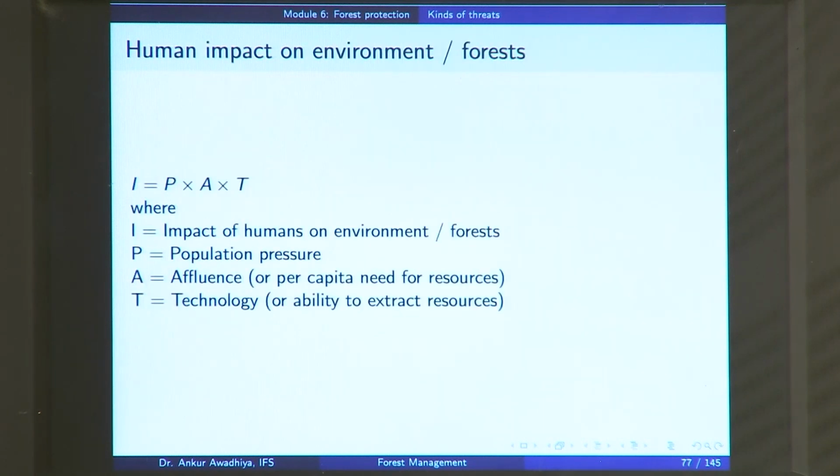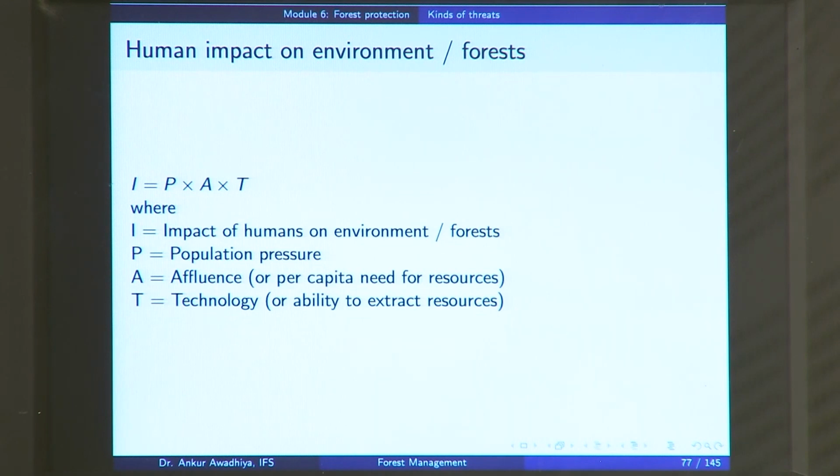Now, we have seen before the impacts of human beings on environment and forests. So, I is equal to P into A into T, where I is the impact of human beings, P is the population pressure, A is the affluence or the per capita need for resources, and T is the technology or the ability to extract these resources.